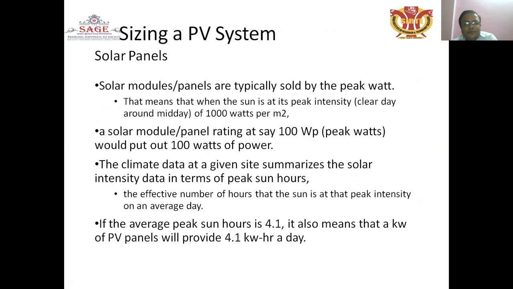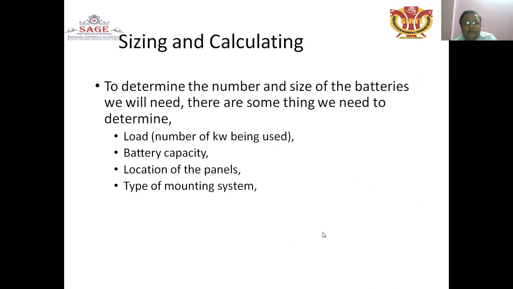Sizing of a PV system: solar modules or panels are typically sold by the peak watt. A solar module rated at 100 peak watts would put out 100 watts of power. If the average peak sun hours is 4.1, it also means that a kilowatt of PV panels will provide 4.1 kilowatt hours a day. Sizing and calculating is needed to determine the number and size of the batteries we will need. There are some things we will need to determine: the load, battery capacity, location of the panels, and the type of mounting system.